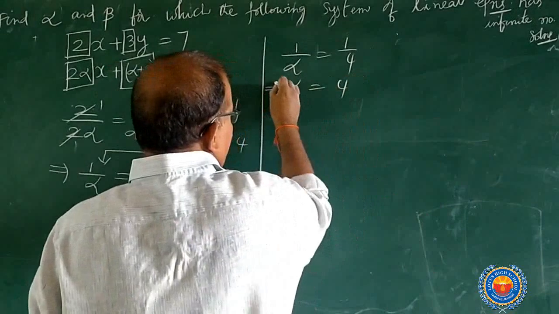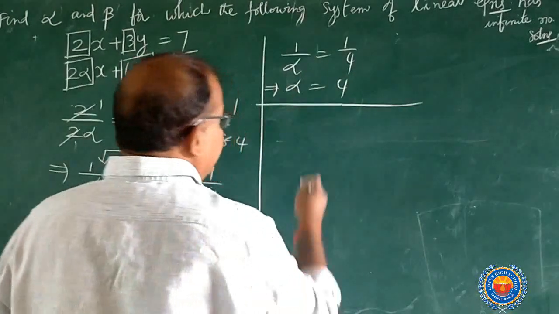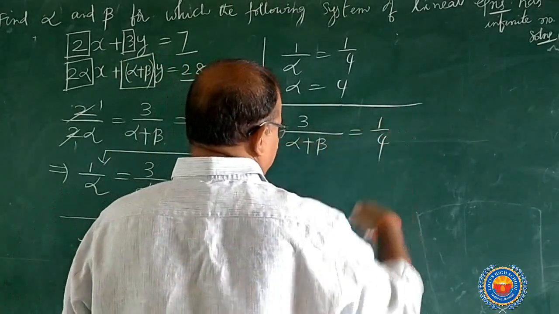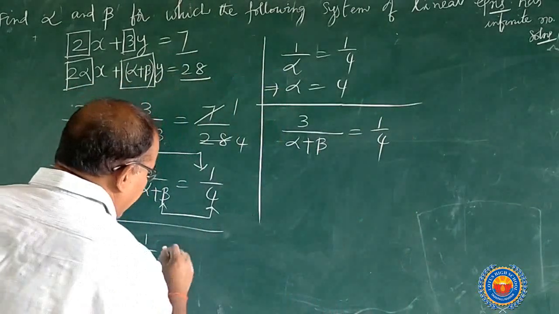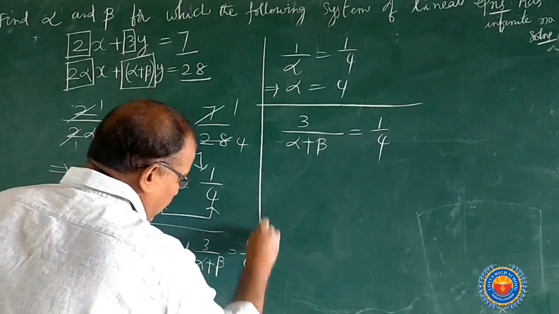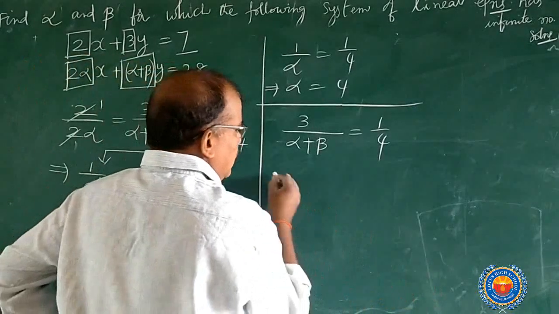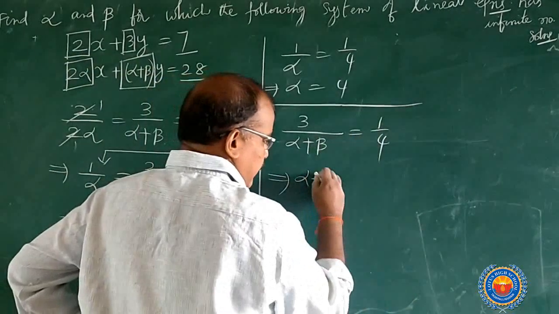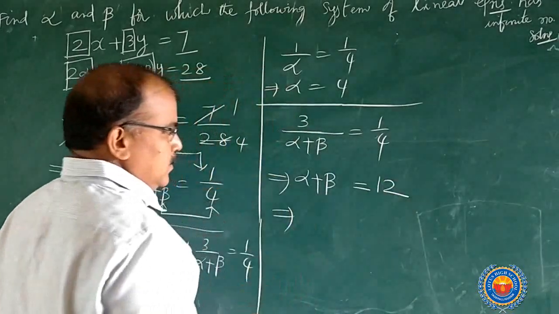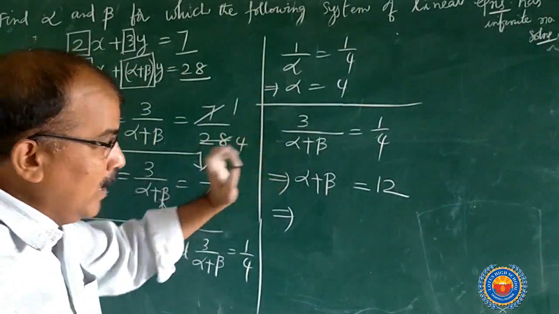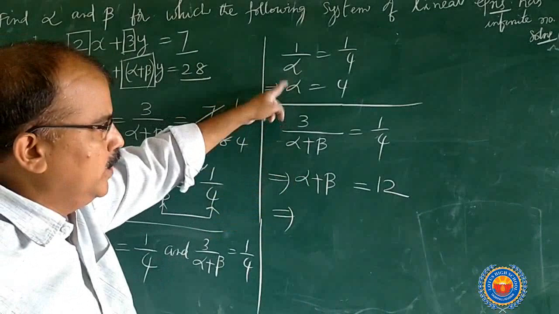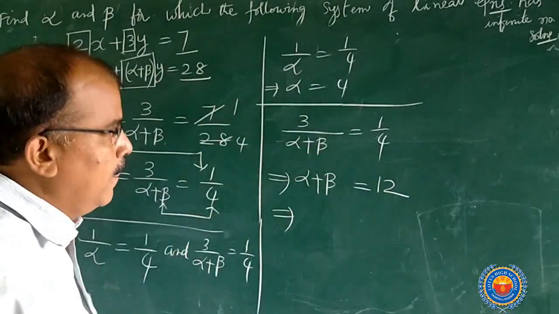Second one, what is the second one? 3 by alpha plus beta is equal to 1 by 4. Now cross multiplication. So what is that? 1 into alpha plus beta is equal to 3 fours are 12. Now it is a linear equation in two variables. But no need to solve. Why? Because already alpha is equal to 4 is there. Substitute alpha is equal to 4 in this. You will get the beta value.